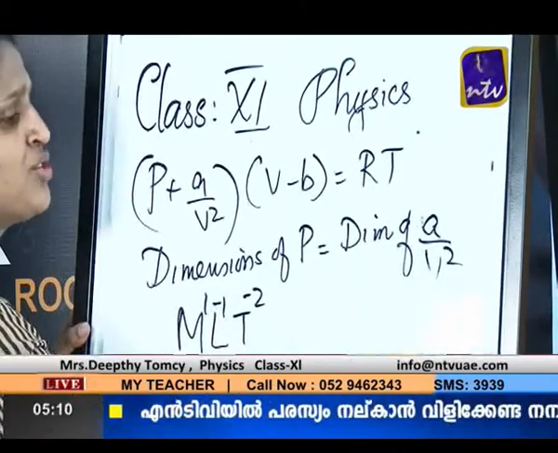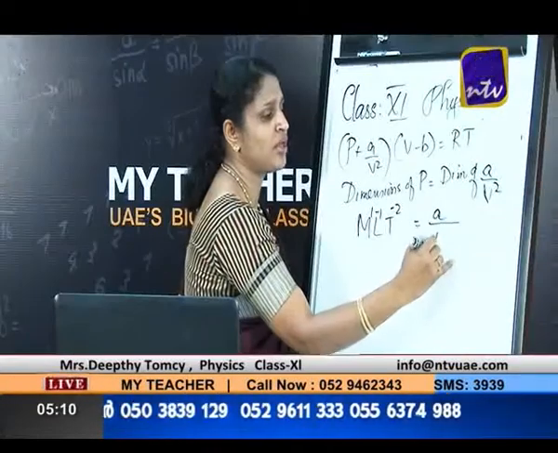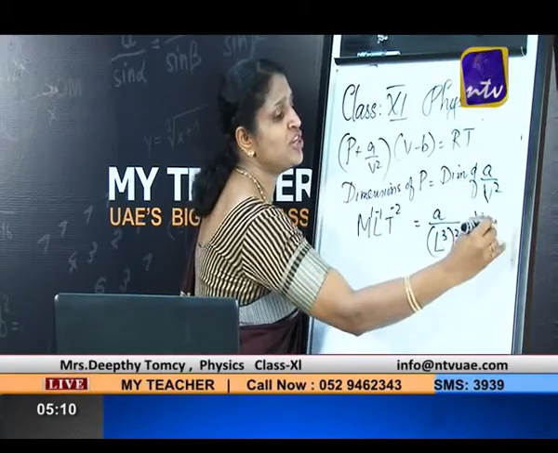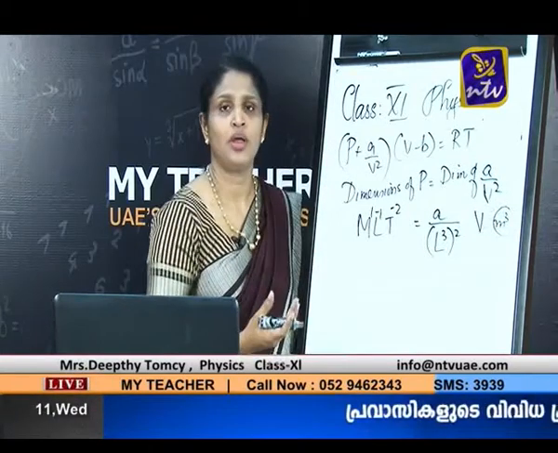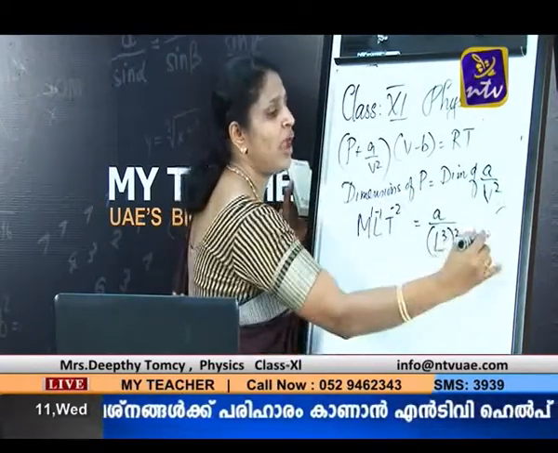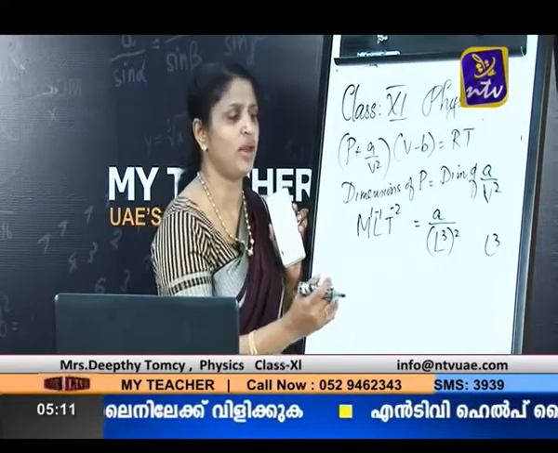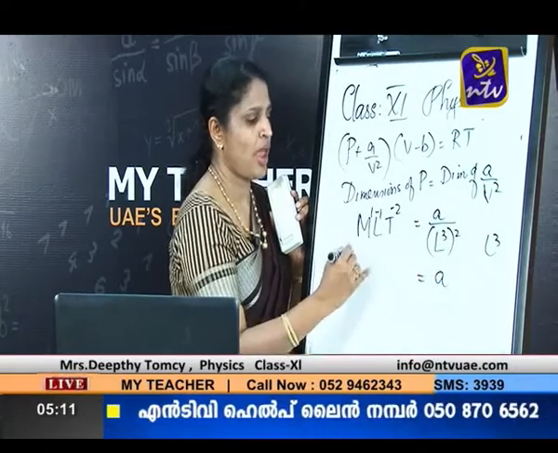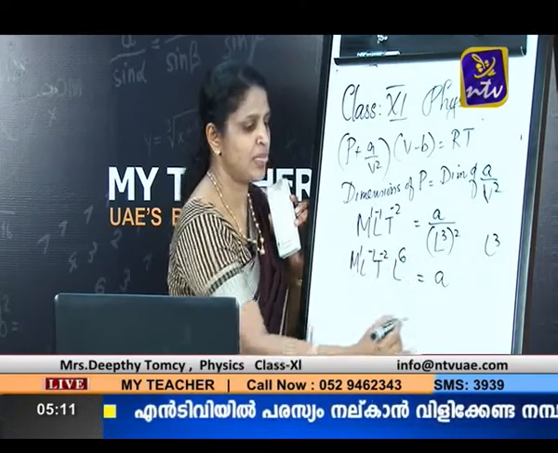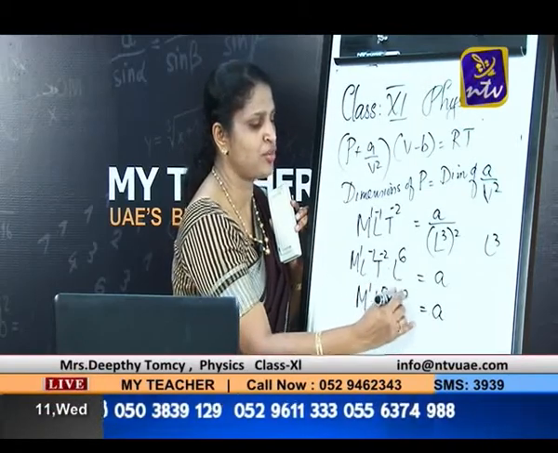We equate these dimensions to the right hand side, that is a divided by volume, which is (L³) the whole squared. Volume is usually expressed in meter cube. The unit of volume is meter cube and we know that meter is the unit of length. So the dimensions of volume will be L^3. So we can write it as a divided by (L³) the whole squared. So what will be the dimensions of a? M^1 L^-1 T^-2 into L^6. That means a will be M^1 L^5 T^-2.